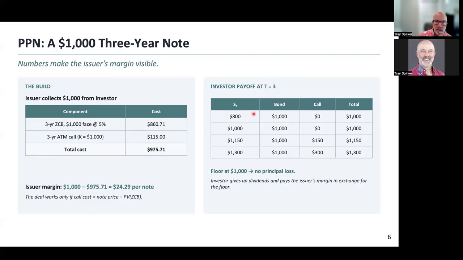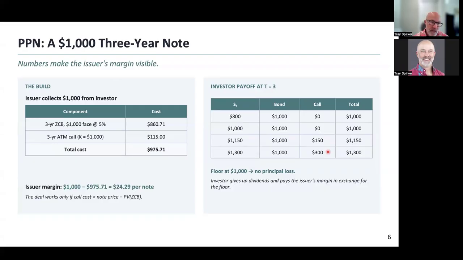So if the share price is low, it doesn't matter. Our bond pays a face value. The call is equal to 0. So even at the money, our floor value is $1,000. If the markets improve and the share price is above, at 1150 or 1300, well, that's our payoff. We get the face value plus the difference between the share price and the strike price. That is, the call option has value of 150 bucks or $300 respectively.